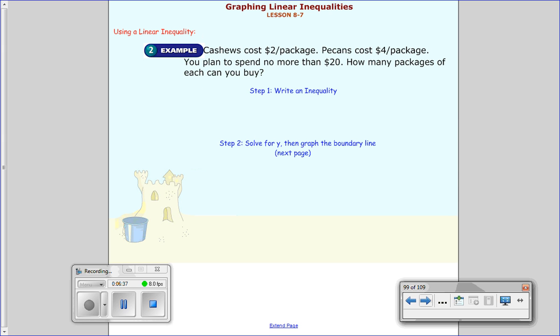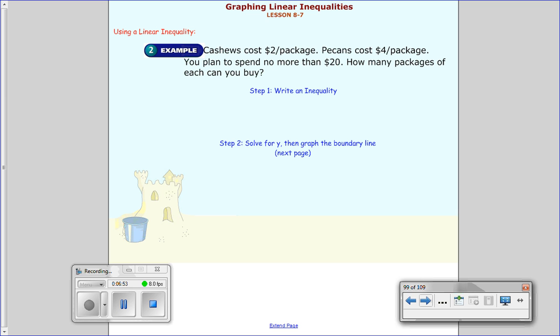The next, actually I guess we first have an equation to do. So cashews cost $2 a package, pecans cost $4 a package. You plan to spend no more than $20, how many packages each can you buy? So your first step is to write an inequality.